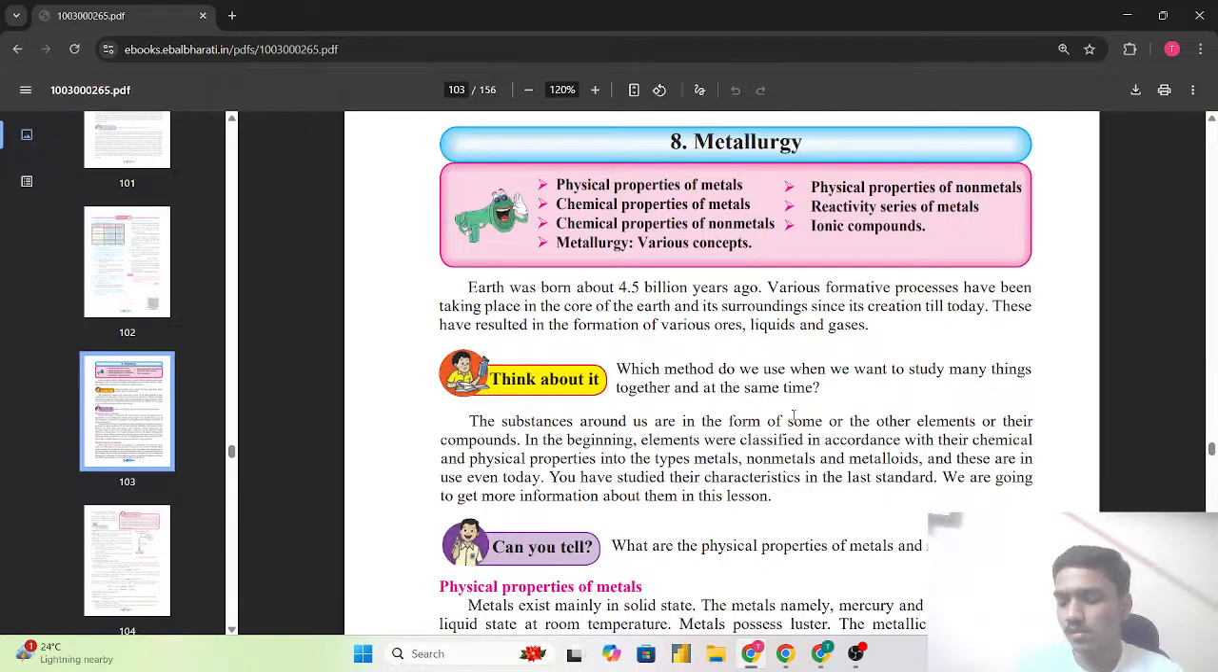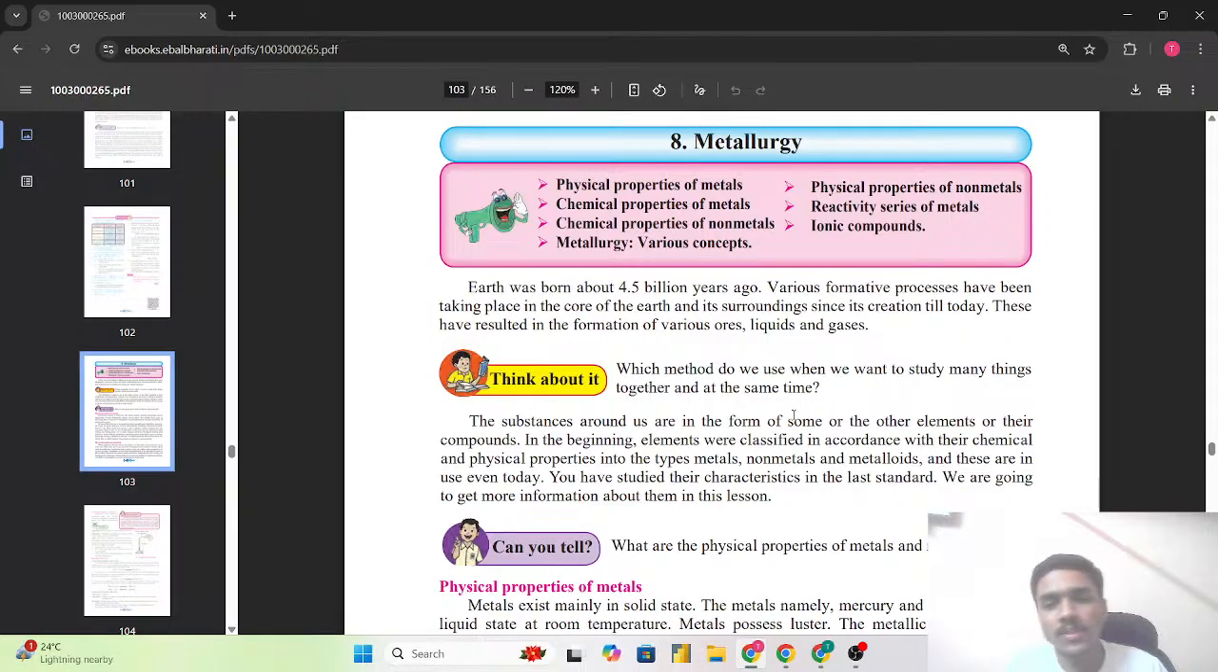So, as it is given here that the Earth was born about 4.5 billion years ago, and after that there were many processes which have taken place in the core of the Earth, that is the cooling, then raining and all, due to which there has been the formation of this beautiful Earth and the surrounding which we are now seeing today. These have resulted in the formation of the various ores, liquids, and the gases.